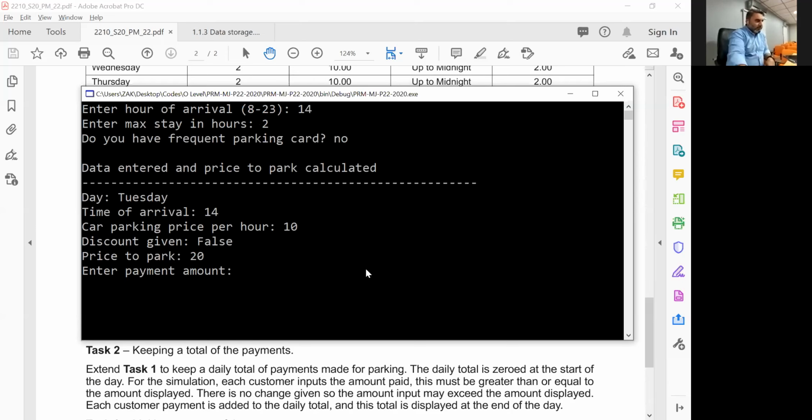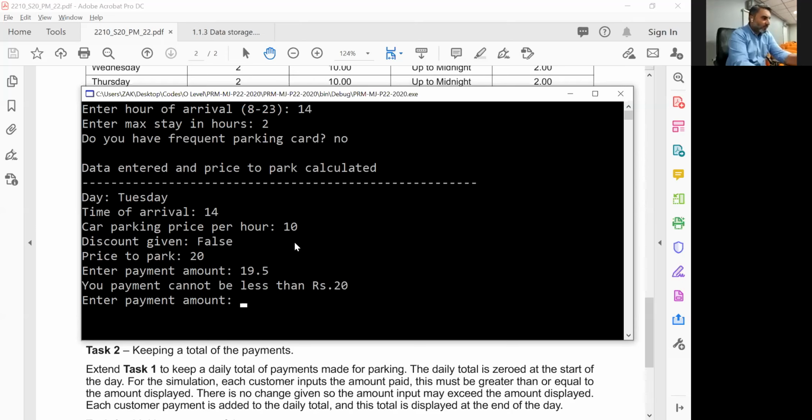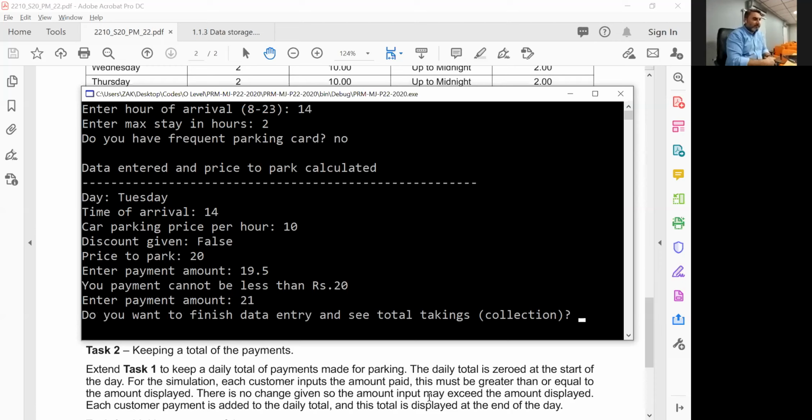Now, if you could see, it has shown the price to park, and now it is asking us to enter the payment amount. So let's see if the validation works. I say I'm entering 19.5 maybe. So it says that your payment cannot be less than 20. So let's enter 21. And as it says that there is no change given, so the amount input may exceed the amount displayed. So now let's enter 21. This will be accepted.